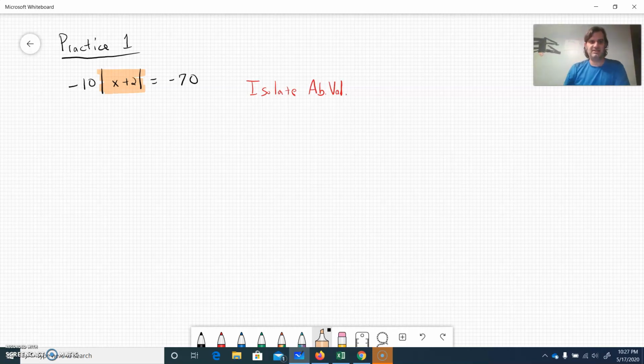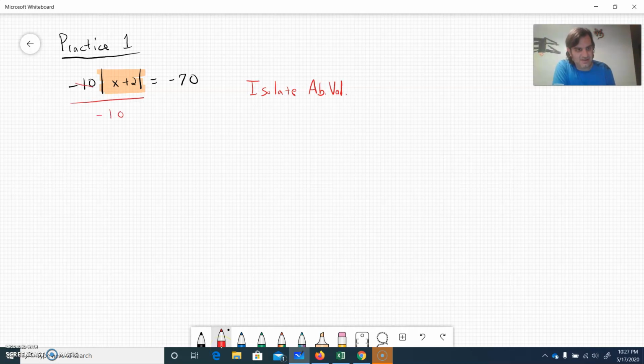So we try and treat this like it's a variable, and we want to get that pseudo variable by itself. So we look, there's no fractions attached to the absolute value, no parentheses, no like terms. We have all of our absolute values on the left, no absolute values on the right. So we're at the point where we would just divide by the coefficient. And that coefficient will be negative 10. So we'll divide both sides by negative 10.